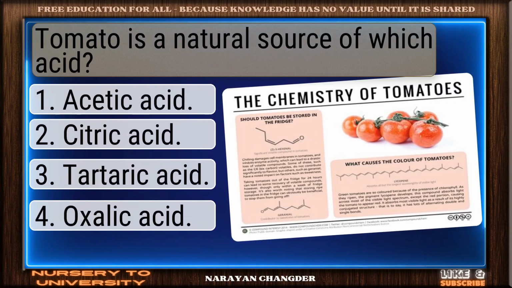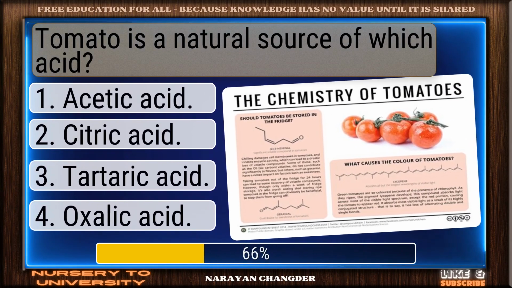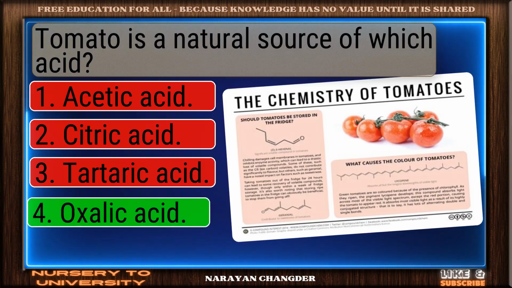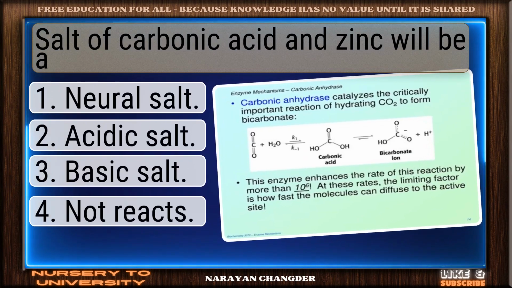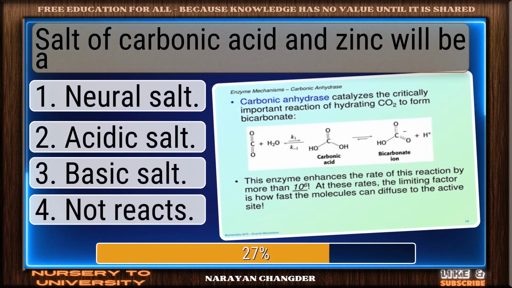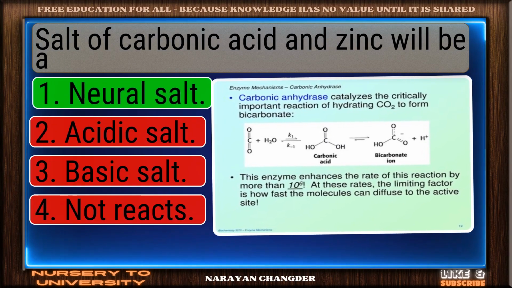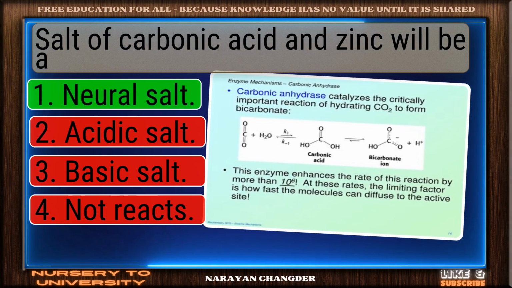Question number 23. Tomato is a natural source of which acid? Great job. Oxalic acid is the accurate answer. Question number 24. Salt of carbonic acid and zinc will be a. Sharp thinking. Neutral salt is the right choice.